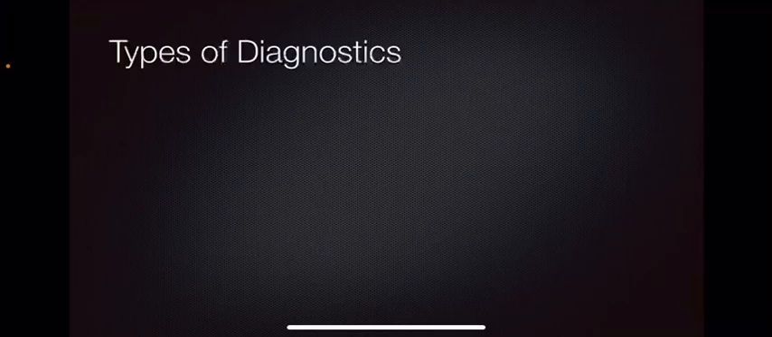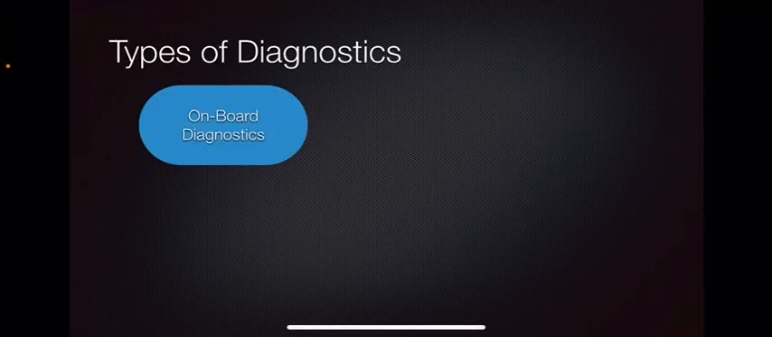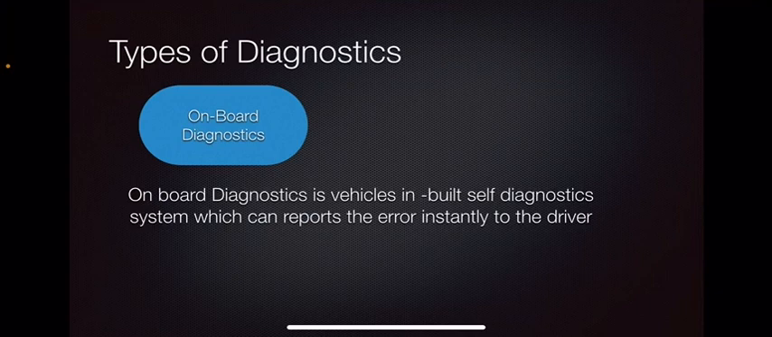Now we will see the types of diagnostics. Diagnostics come under two types: onboard diagnostic and offboard diagnostic. So what is onboard diagnostic? Onboard diagnostic is the vehicle's inbuilt self-diagnostic system which can report the error instantly to the driver.